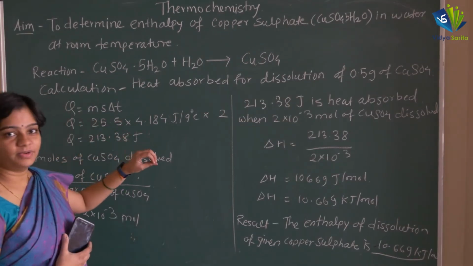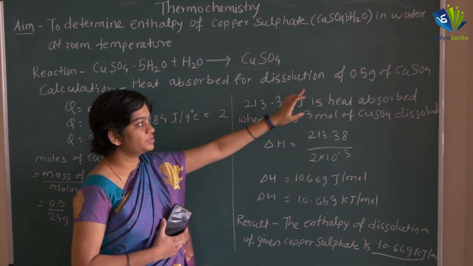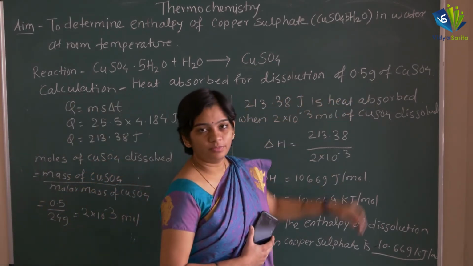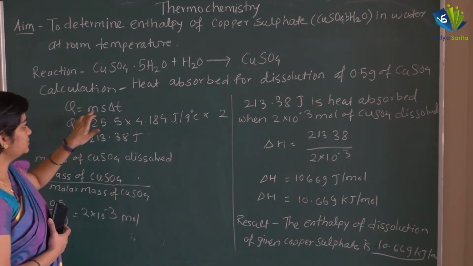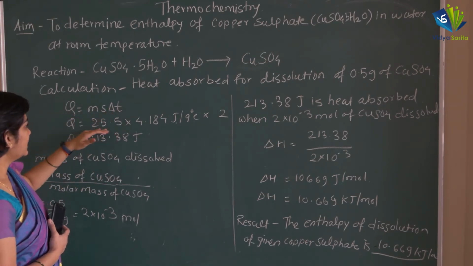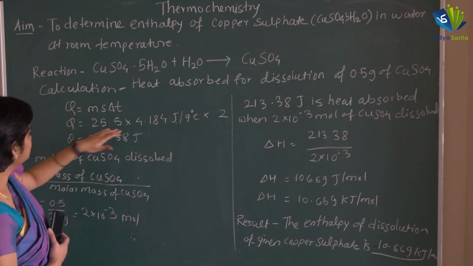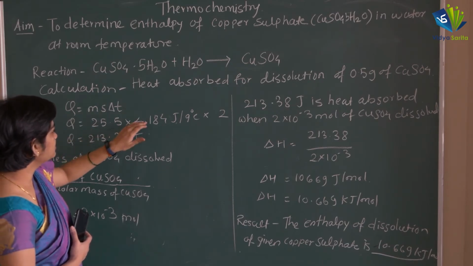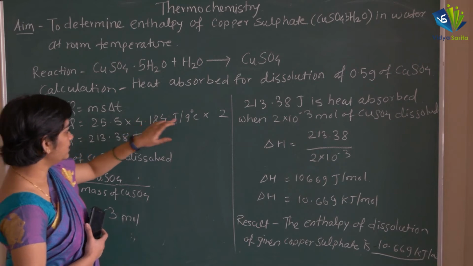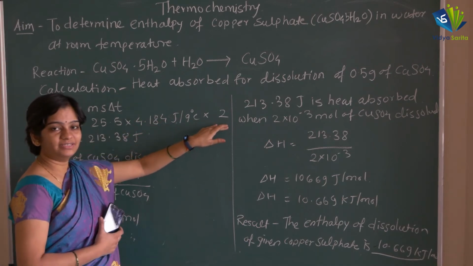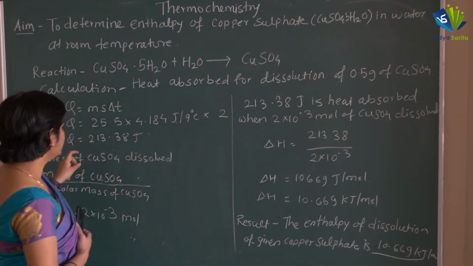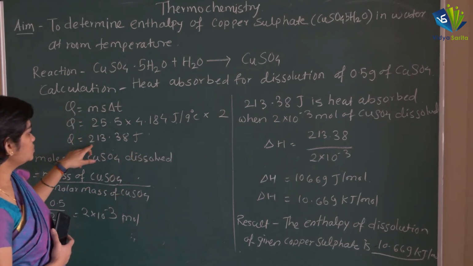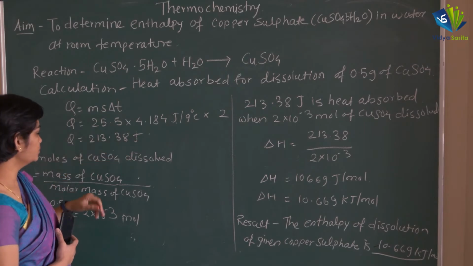Now the calculation part. Heat absorbed for dissolution of 0.5 gram of copper sulfate, that we are going to calculate. The formula is Q equals m s delta T. M is the mass, S is the specific heat of the water, and delta T is the change in temperature, final temperature minus initial temperature, that is 2 degrees Celsius. So our Q is 213.38 joule.